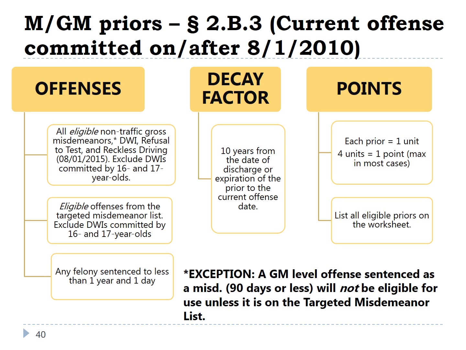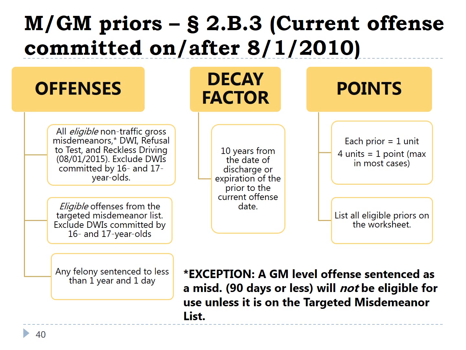So when the current offense occurred on or after August 1st of 2010, you can include in criminal history all offenses which have received an imposed sentence or a stay of imposition prior to sentencing on the current offense, which have not decayed. The decay factor for all eligible misdemeanor and gross misdemeanor offenses is 10 years from the date of discharge or expiration, whichever comes first, to the date the current offense occurs.